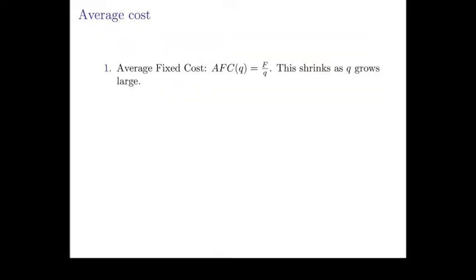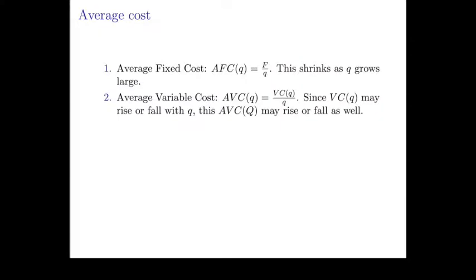I can also define the notion of an average cost. What does it cost on average to produce one unit? Well, you can split that into two parts. You have an average fixed cost. You have this fixed cost F. So you average that over the number of units you're producing. This is, of course, going to shrink as Q grows large. You have your average variable cost. That's your variable cost divided by the total number of units.